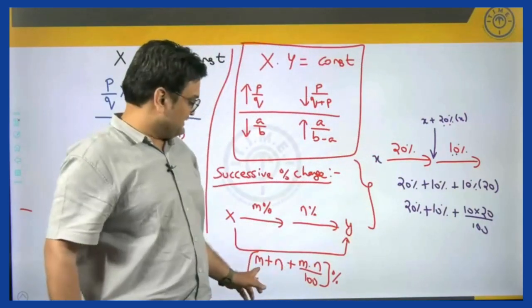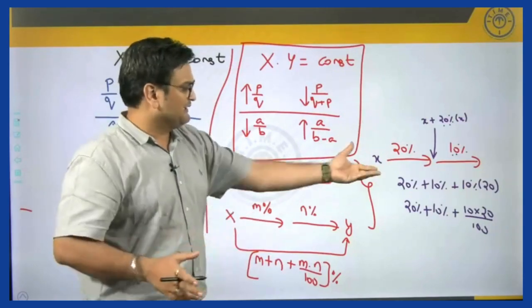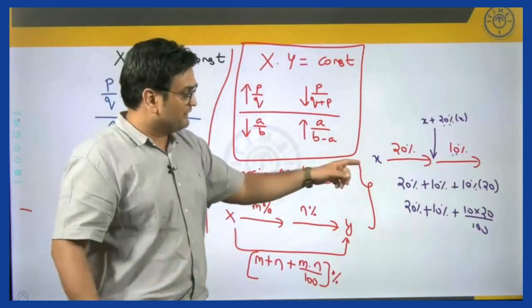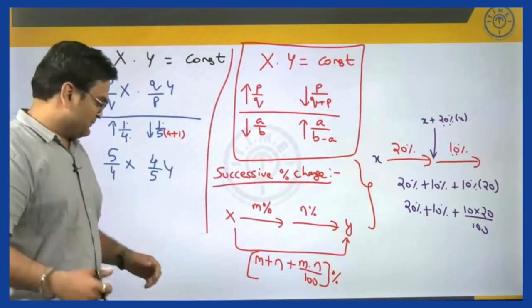So that is why m plus n plus m into n by 100 is the formula that we get. And there's a logic behind the formula. No need to go for the logic every time, right? No need to do it like that every time. We can simply apply the formula. Now let's look at some of the questions.